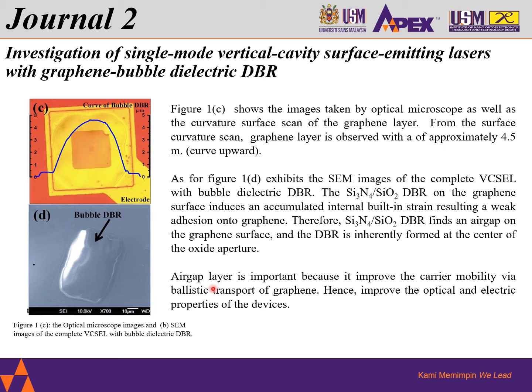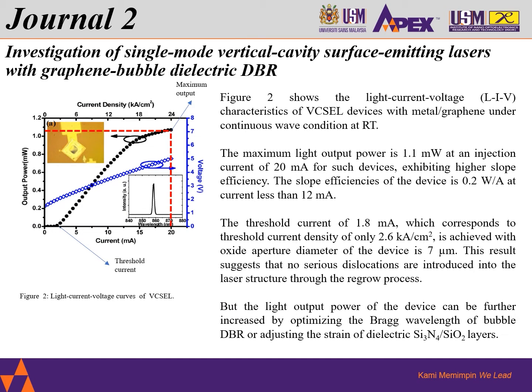This air gap is very important to improve the carrier mobility via ballistic transport of graphene. Hence, this will improve the optical and electrical properties of the device. Next, I'm going to discuss the electrical characterization part.